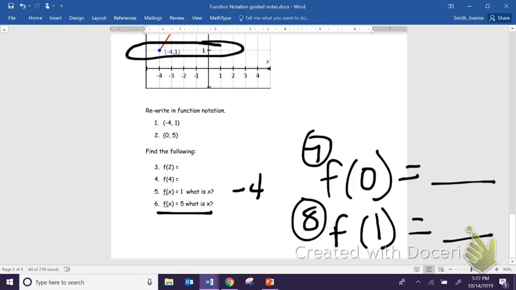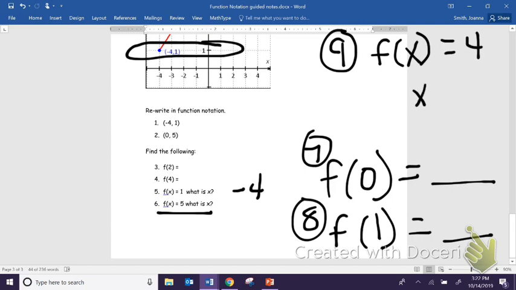And then for just extra practice, let's do another, number 9. Let's talk about if f of x is equal to 4. What is x equal to? If y is equal to 4, what is my x value? Do those now.